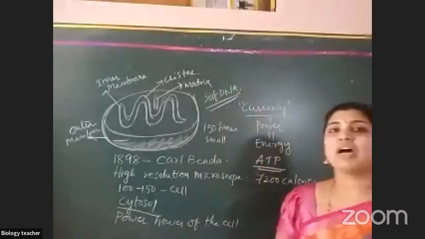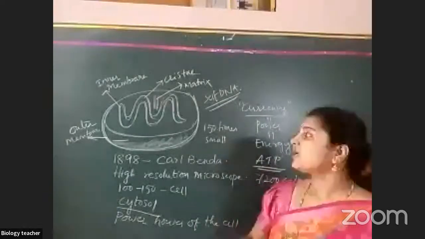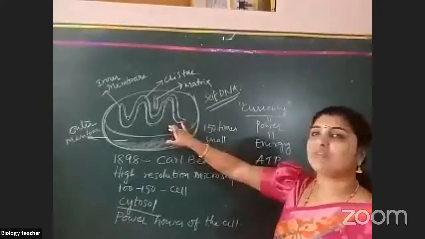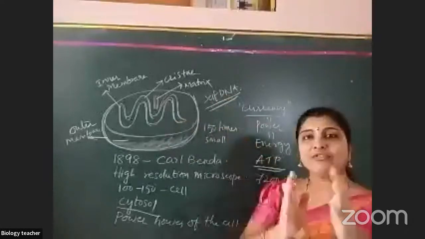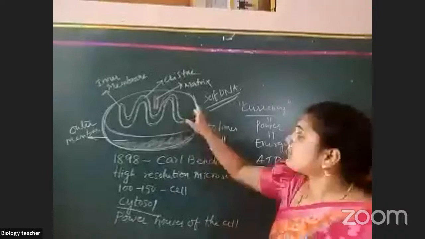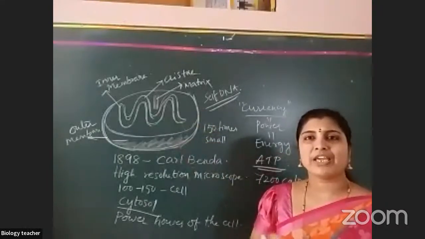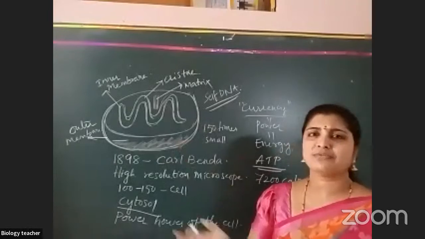They contain what? DNA. We think that DNA is present only inside the nucleus, but this is the one which contains its own DNA. If one mitochondrion should be produced, it is produced from here only. They produce by themselves. Mitochondria are produced from other mitochondria.